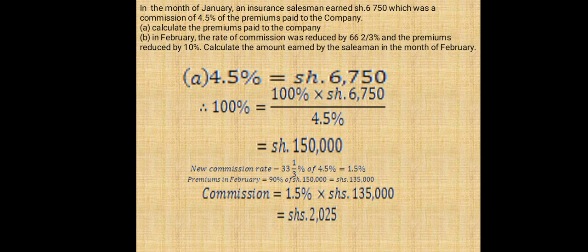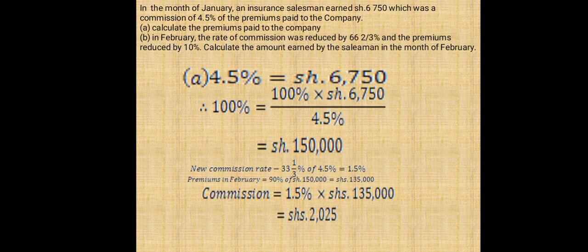Now we are told that the commission was reduced by 66 and 2/3%. Now the new commission will be 33 and a third of the previous commission. So it takes 33 and a third of 4.5%. We get that the new commission will be 1.5%.